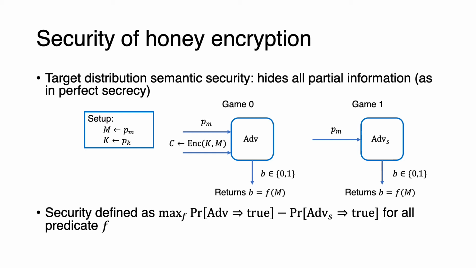Target distribution semantic security is defined via two security games. In both games, the input distribution is made public. In Game 0, the adversary learns an encrypted message and tries to guess the value of a predicate f on the original message. And in Game 1, a simulator learns nothing but still tries to guess the predicate. Security is defined to be the maximum of all advantages Game 0 has over Game 1, where the maximum is computed over all predicates.